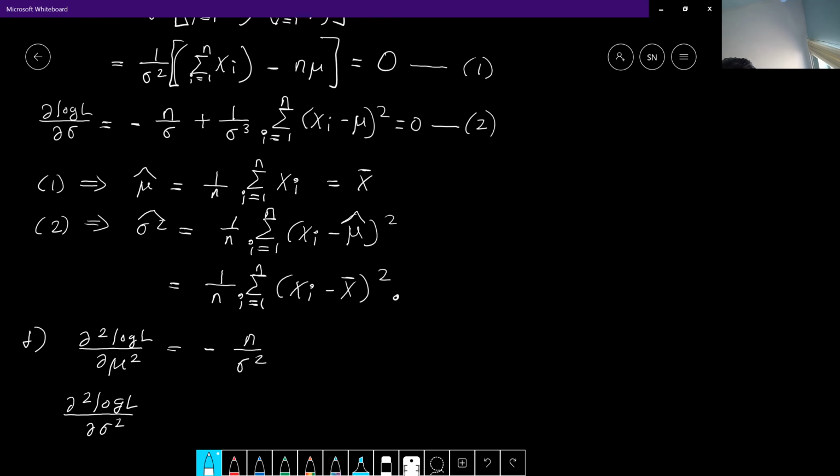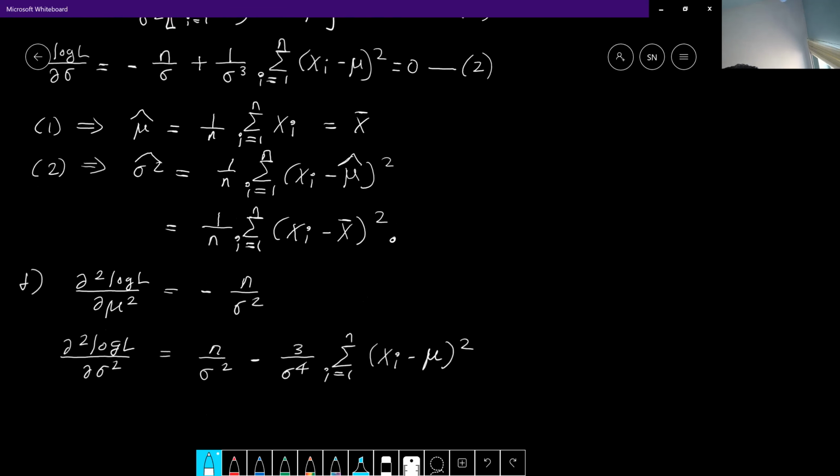right, is going to be n over sigma squared, I think, minus 3 over sigma to the power 4 times the sum of xi minus x bar. Sorry, not x bar yet. I need to keep the mu, not replace it yet. So minus mu. Okay. So that's the second order partial derivative with respect to sigma.